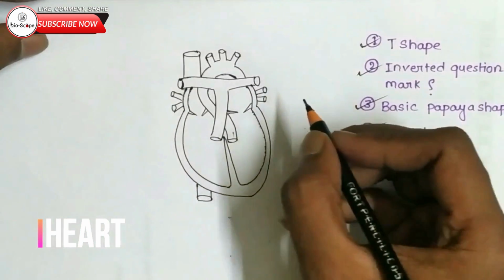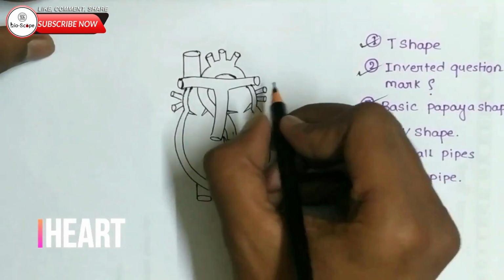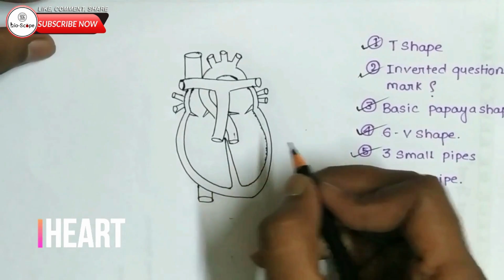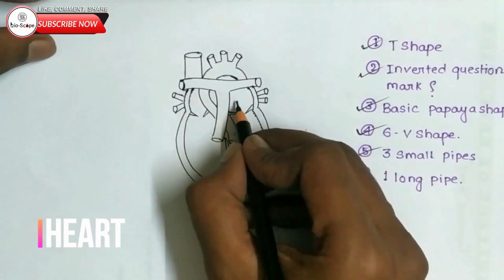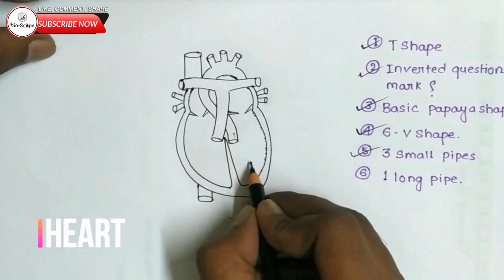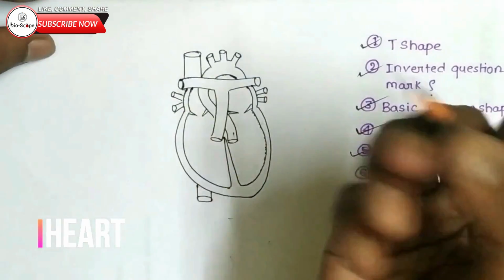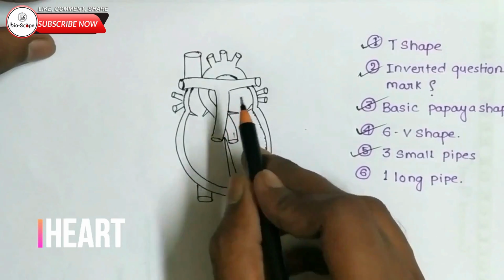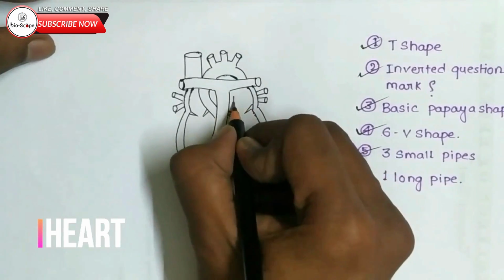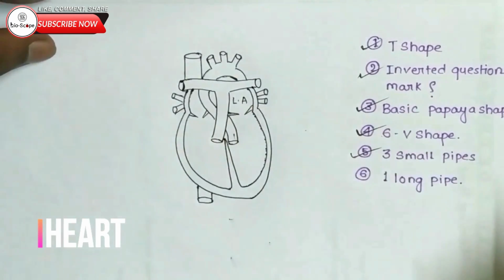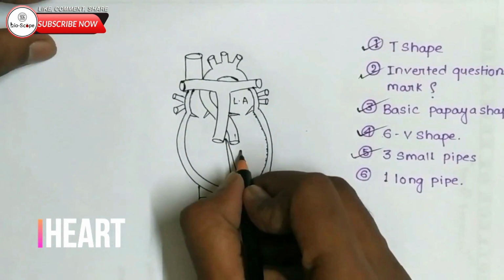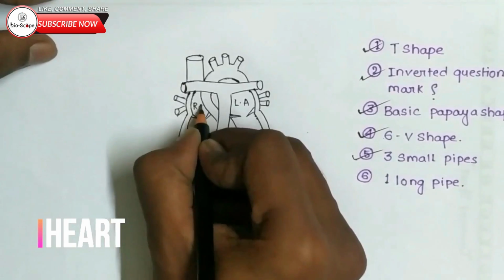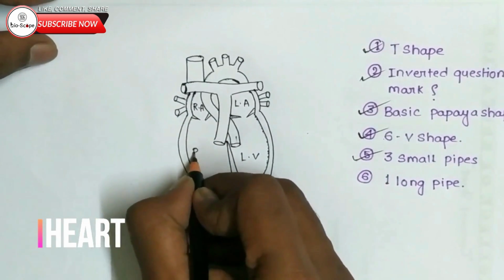So now it's time for labeling. So first, we know our heart is 4 chambered. So upper 2 are atrium and lower ones are ventricles. So this is my right hand. So basically this is going to be the left atrium. So you can mark it as LA and this will be LV. This will be RA and RV respectively.